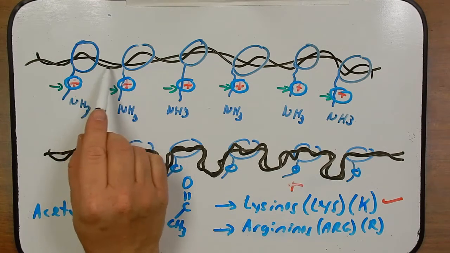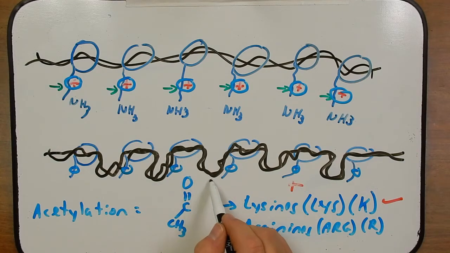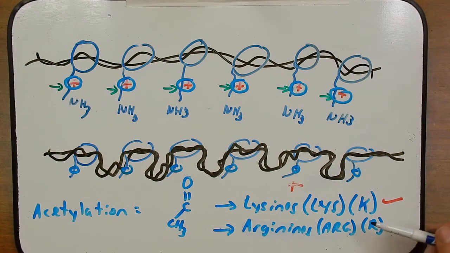Up here you can see I drew it really close to the histones. Down here you can see I drew it exaggeratedly looped out. This would allow various enzymes now to have access to this DNA, to modify it, further modify the histones, to start to transcribe the genes. So this is just one successful strategy that can be used to relax the DNA.